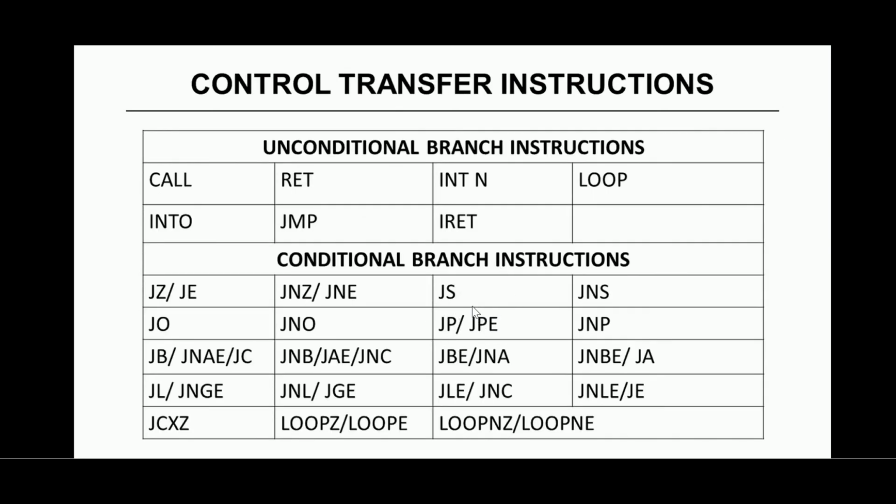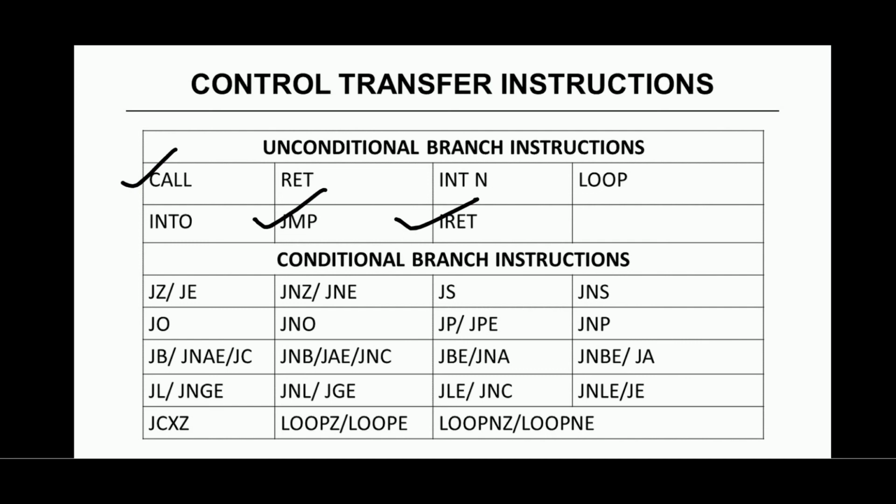In the control transfer instructions, we have unconditional branch and conditional branch instructions. In this, IRET is important. We have understood the different types of call and jump instructions: near call, far call, then absolute jump, short jump. All those things are important with respect to control transfer instructions.